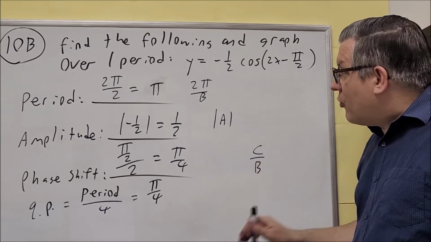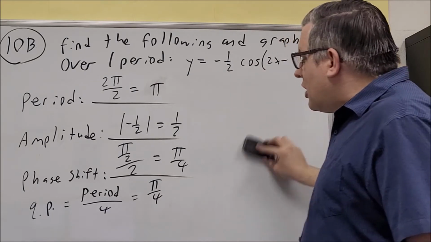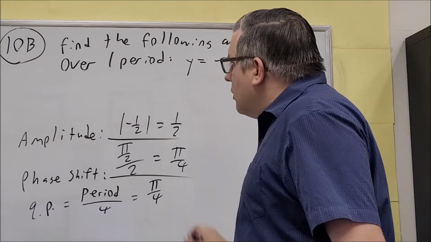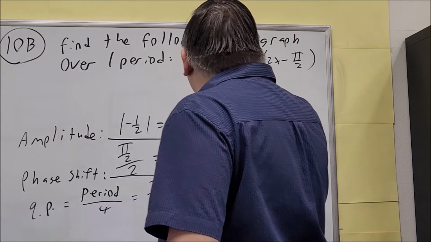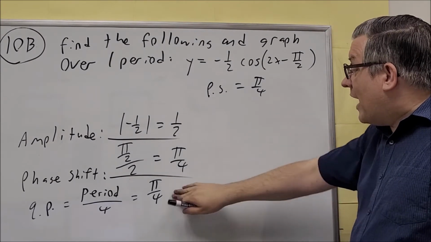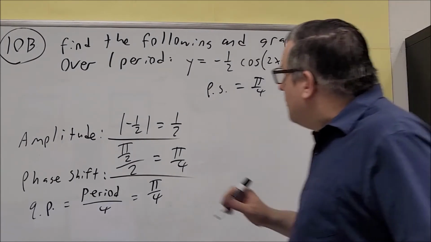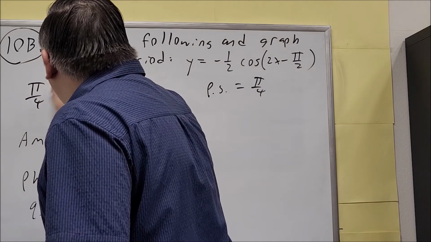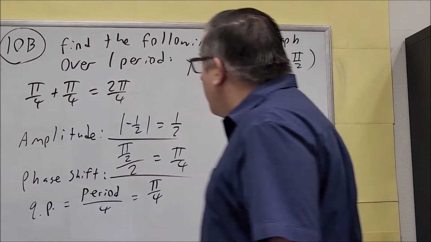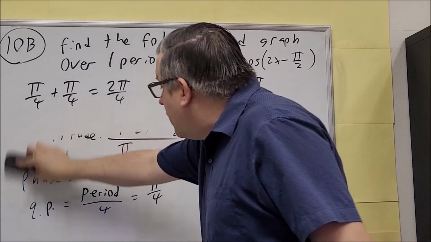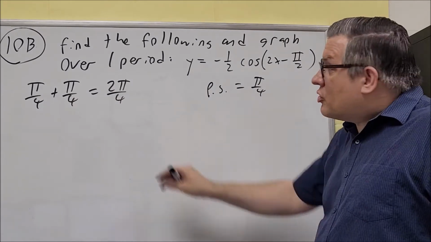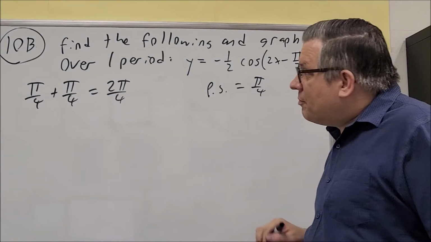So phase shift is pi over 4, that's our first key point, and we're just going to keep adding the quarter point to it. Pi over 4 plus pi over 4 is going to give you 2 pi over 4. We don't have to worry about reducing this because we want to make it easier to combine, so we just want to keep the denominator as a 4 there.